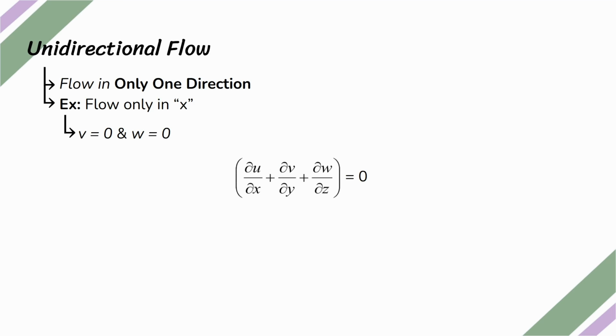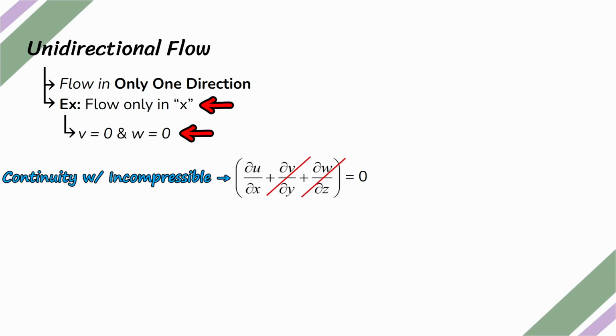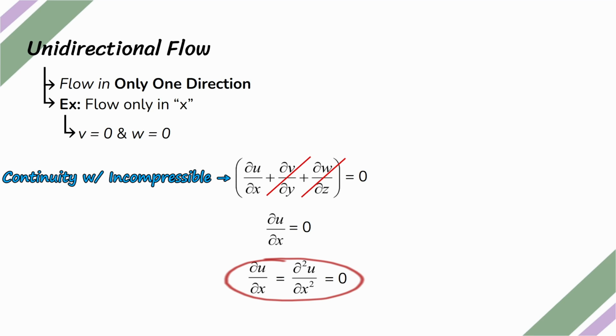So here, I have the continuity equation right here, and remember, it has the incompressible flow assumption attached with it, and that's why it's equal to 0. But if we go ahead and cancel out these two terms here, because of our example where we said flow only in x, we would have v equal to 0 and w equal to 0, so the latter two terms get canceled out, just leaving us with du/dx equals 0, which also means that the second derivative of this also is equal to 0. So these are two extra terms that we can cancel from our Navier-Stokes equation.